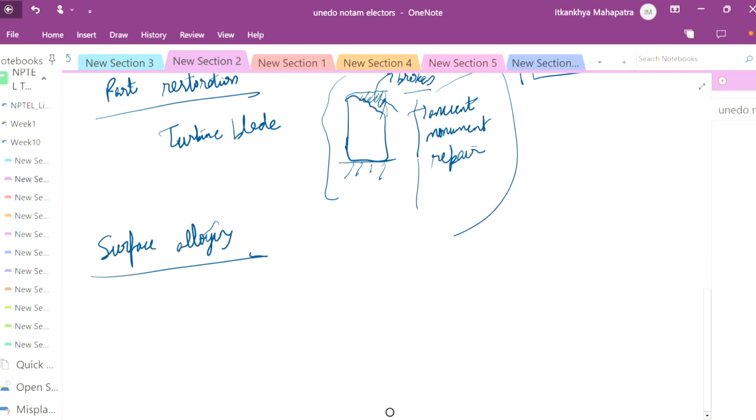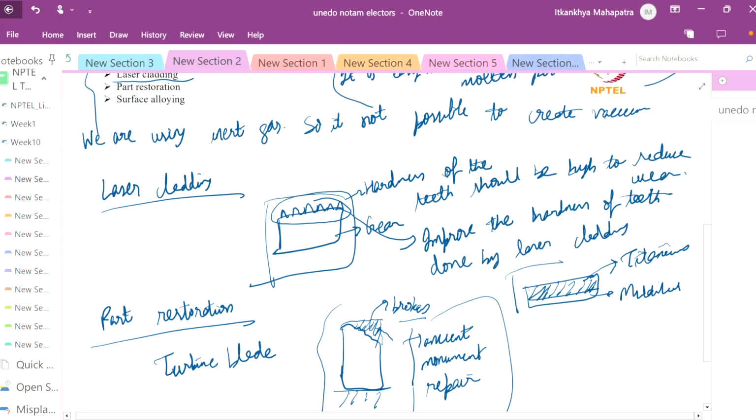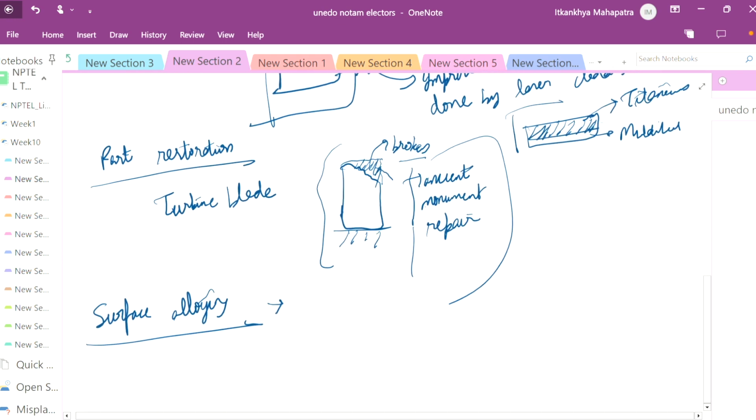similar to laser cladding, but in laser cladding we can see that the base substrate and the deposited material are different. At the interface, this interface is visible. Okay, it is possible to differentiate between the interface and the substrate, but in surface alloying we cannot differentiate.